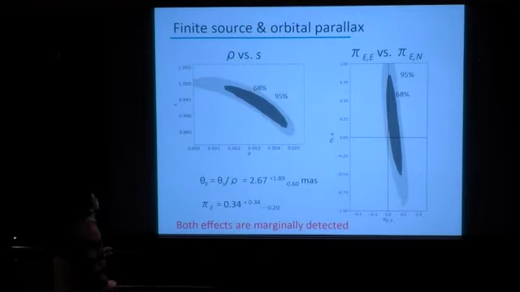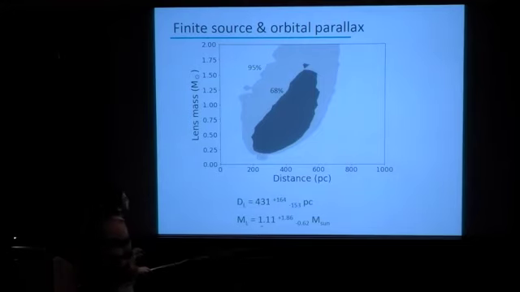And from light curve fitting, we marginally detected the finite source and orbital parallax effects like this. And from these effects, we weakly constrain the theta E and pi E values. And using these constraints, we weakly constrain the lens mass and distance of the lens, like this.